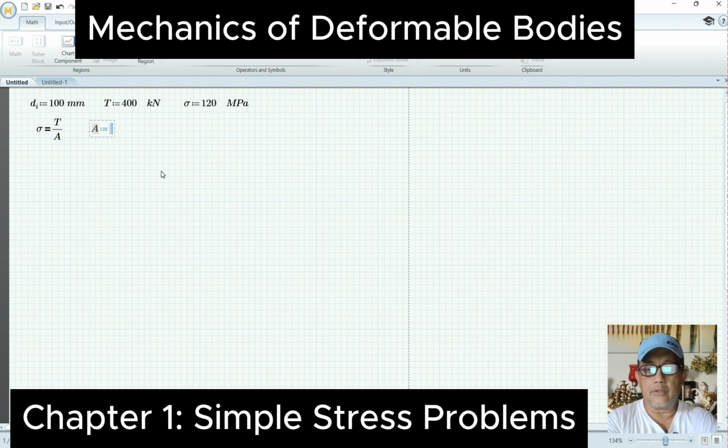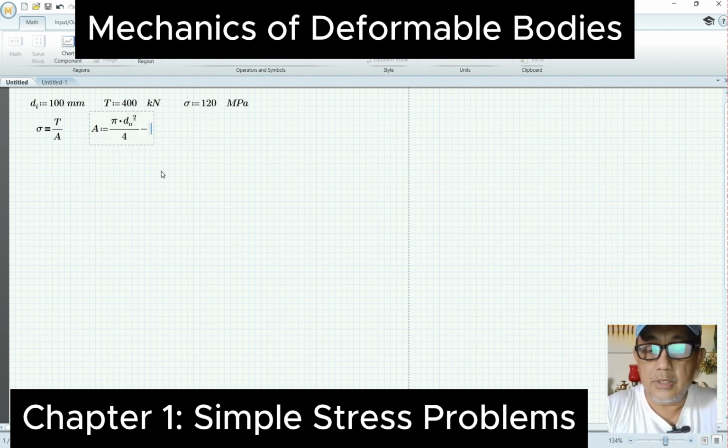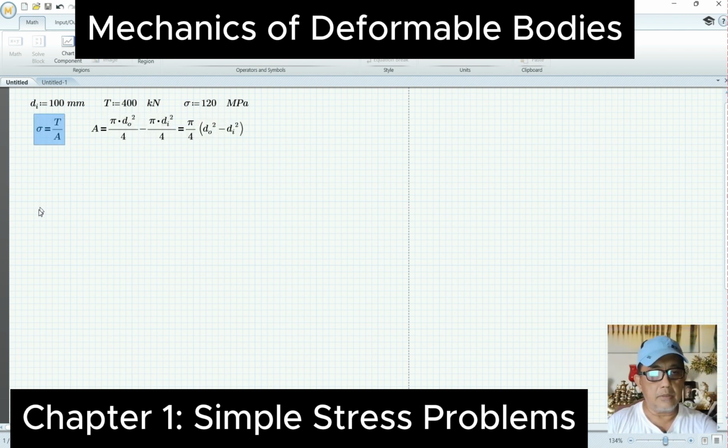So that's equal to the area of the outer circle, pi times d sub o squared over 4, minus pi times d sub I squared over 4. Or this is equal to pi over 4 times this minus this. So I'll substitute A with this, and then the equation becomes like this.